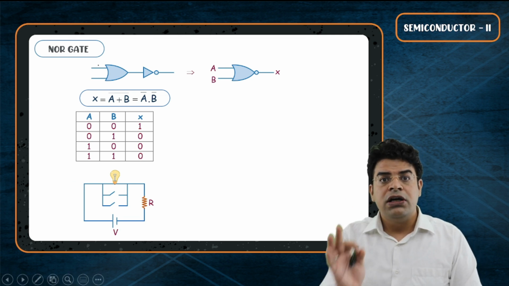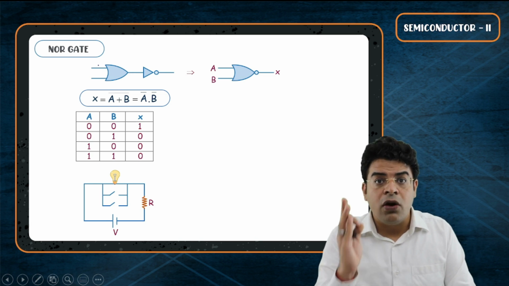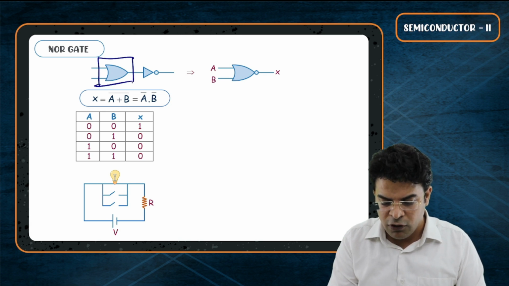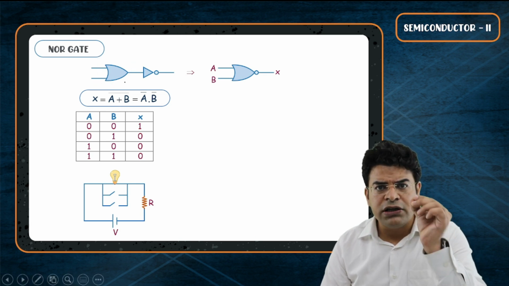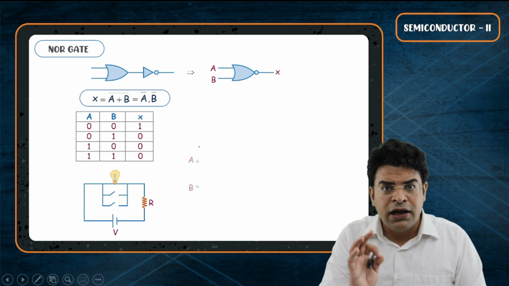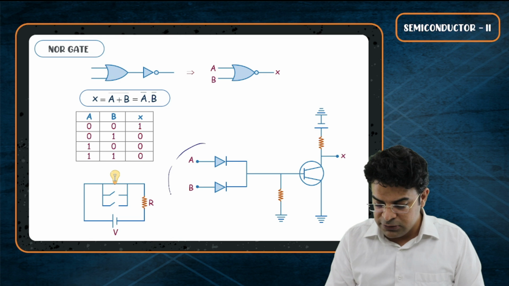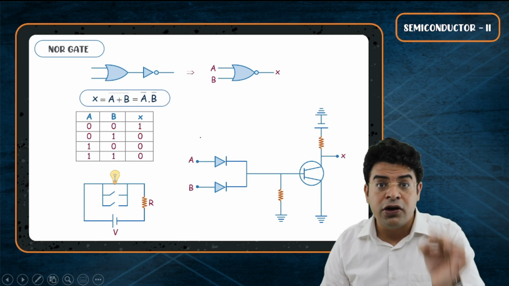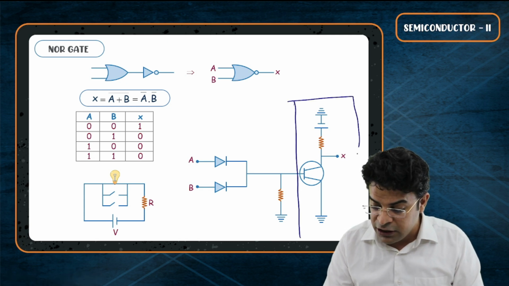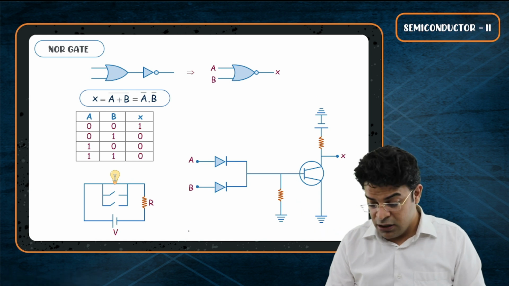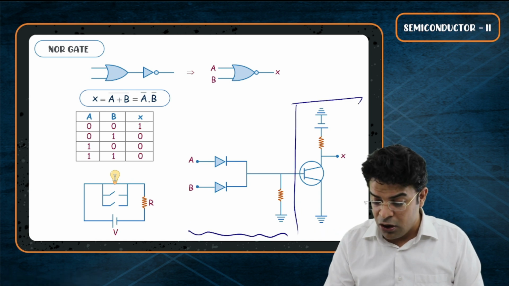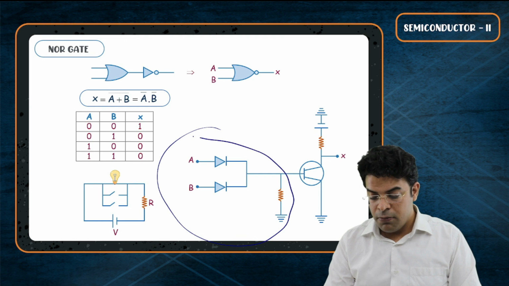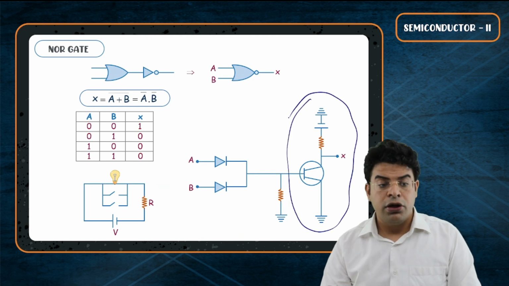Now how do we draw the electronic circuit equivalent of NOR gate? It's easy. We have learned what is the electronic circuit equivalent of OR gate. We have learned what is the electronic circuit equivalent of NOT gate. So draw the electronic circuit equivalent of OR gate. So this much part is the electronic circuit equivalent of OR gate. And then place the electronic circuit equivalent of NOT gate. This much part is the electronic circuit equivalent of NOT gate. So you can see an OR plus a NOT gives you a NOR.